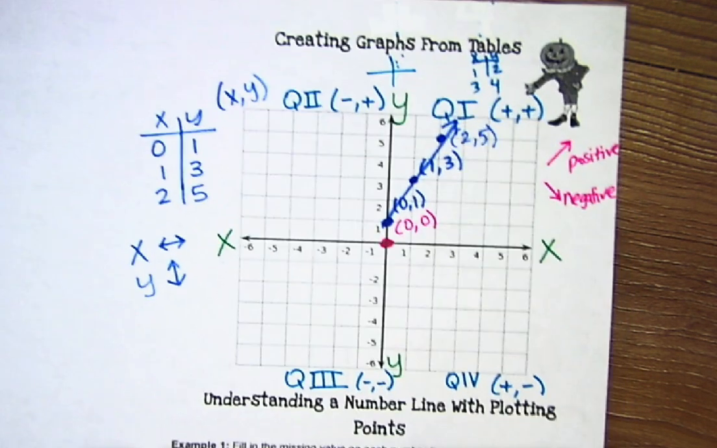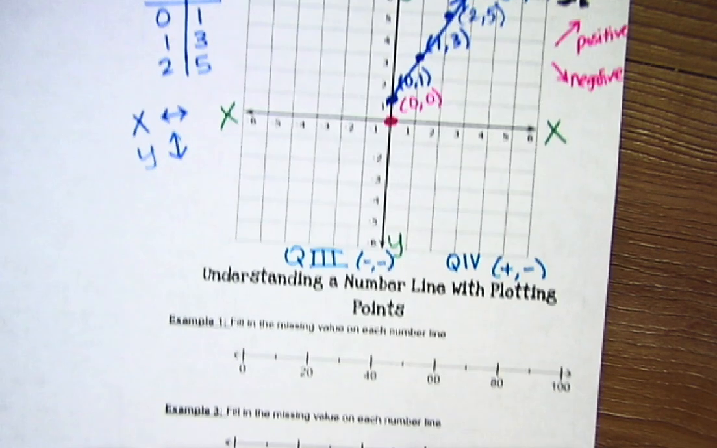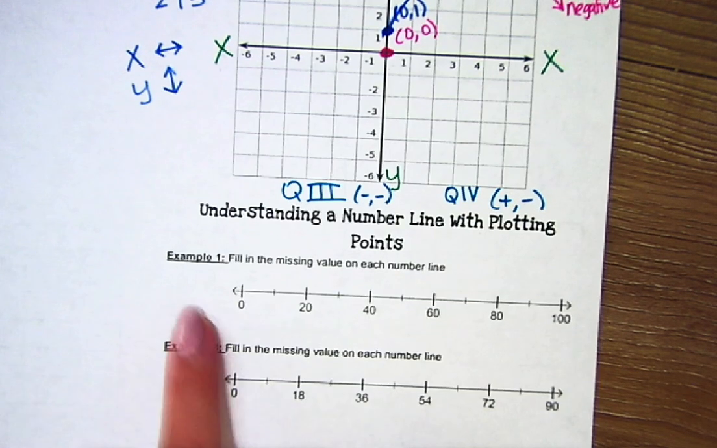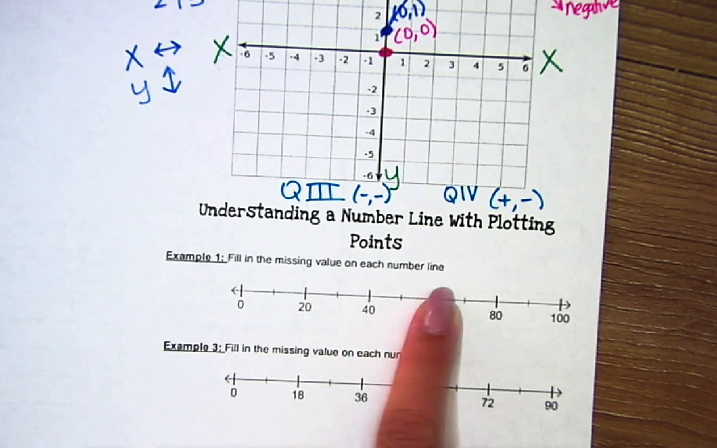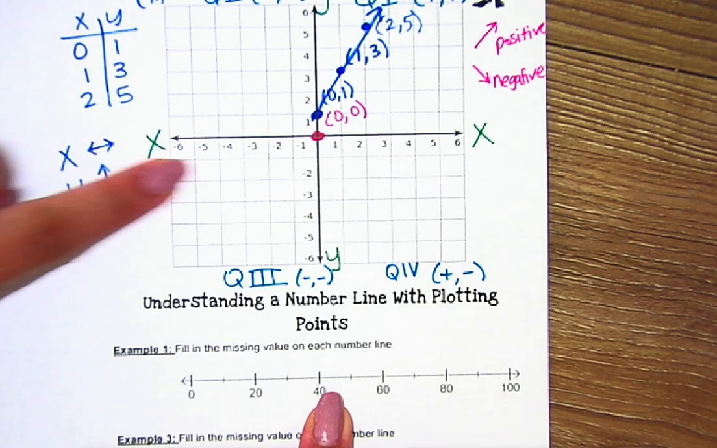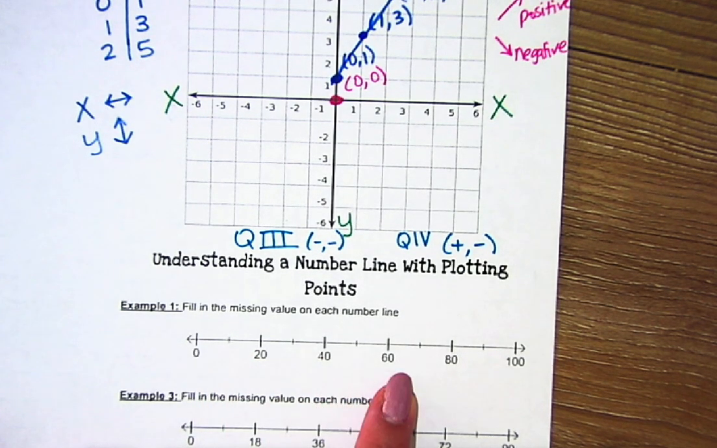Okay, the next part we're going to learn about is my increments. So it says understanding a number line with plotting points. Example 1 says to fill in the missing value on each number line. So these number lines are just these axes, right? Just the numbers.